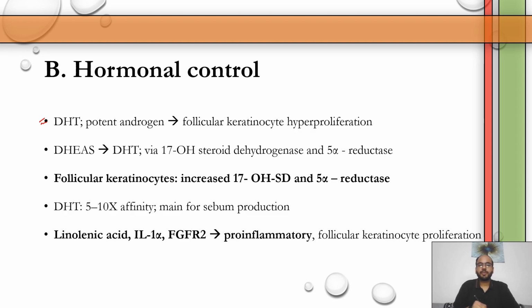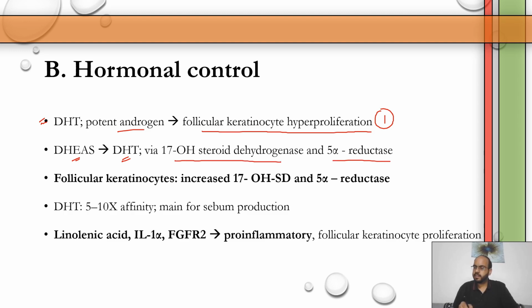Now, DHT is a potent androgen and will lead to increased follicular keratinocyte hyperproliferation. So this is stage 1 of microcomedone formation. So DHT and testosterone will increase sebum activity, increase sebocyte activity, and also increase follicular keratinocytes. DHEAS is converted to DHT via the action of 17-hydroxysteroid dehydrogenase and 5-alpha reductase.